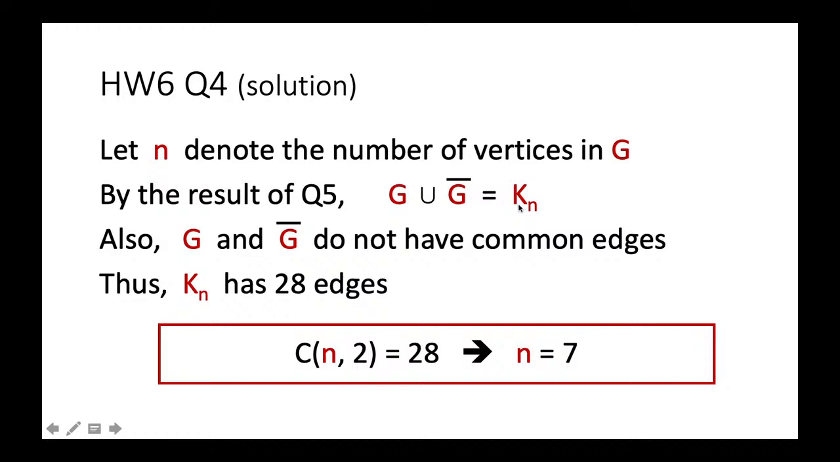So the number of edges in Kn is exactly 28. Kn is a complete graph. The number of edges in a complete graph is n choose 2, because between any two vertices we choose, there is exactly one edge. So n choose 2 is 28. By doing some computation, we will find that n is equal to 7. Here we rely on the formula for n choose 2, which is n times n minus 1 divided by 2. Okay, so we find the answer to be 7.